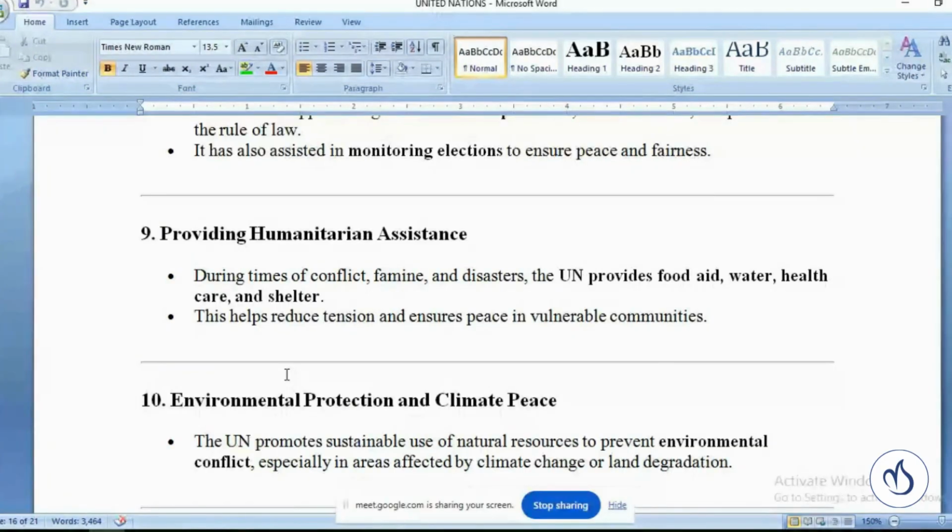Another thing we must look at, it provides humanitarian assistance: food, aid, water, health, and shelter during conflict. The UN, we see it there, helping people in most cases when there is a war. It will always provide shelter, care, food, and water. Some areas don't have water. The UN normally constructs boreholes in those areas. For example, in Karamoja, people still have the problem of water. They move long distances to find water.